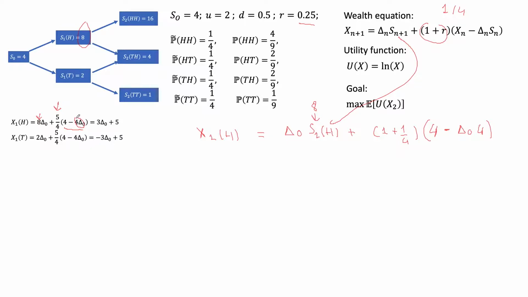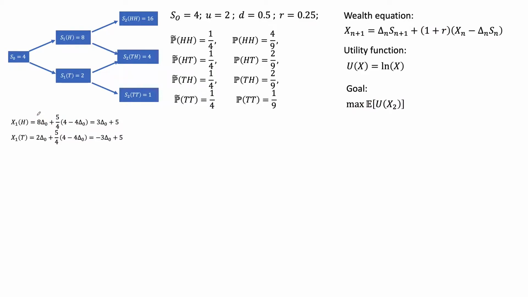delta 0 shares of the stock, and that we invested in the money market, and hence it will be compounded the next period to this amount. And this is just the value of our portfolio if we flip the coin and we get a head. So very simple. And it's the exact same formula that we apply at this point also to find this amount.